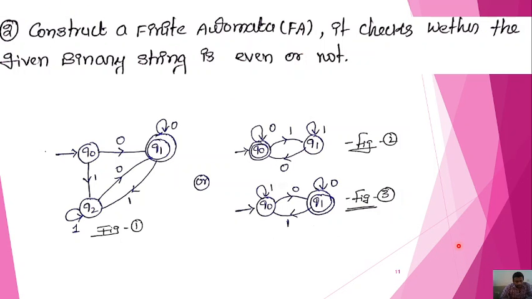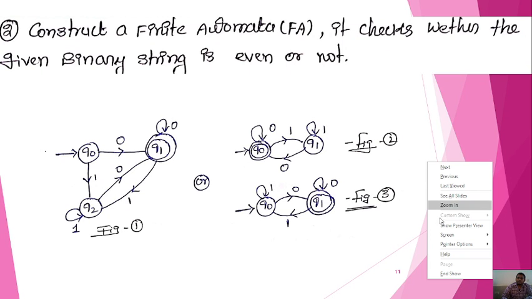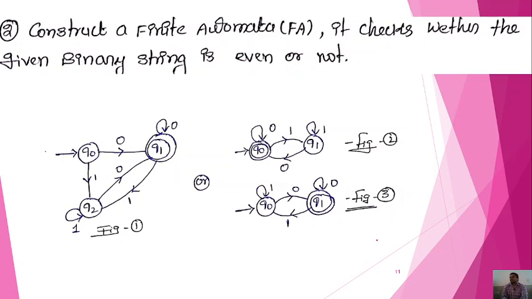Right, students. So now we observe how to construct a finite automata for the language that checks whether a given binary string is even or not. The requirement is that whenever we pass any specific string through that particular finite automata, it decides whether that binary string is an even string or an odd string.